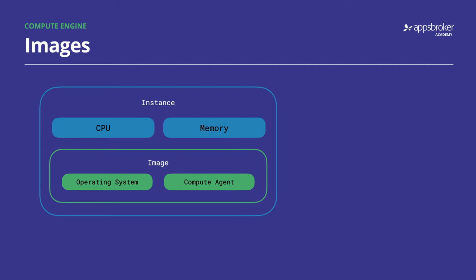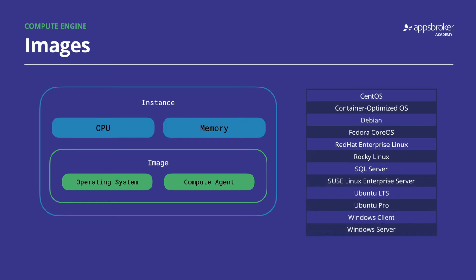We can choose from a number of different public images which are maintained by Google and the open source community. For example, Debian is a popular choice for a lightweight but highly capable Linux-based virtual machine. If none of these public images suits you, you can also create your own custom image with your choice of operating system and additional software.